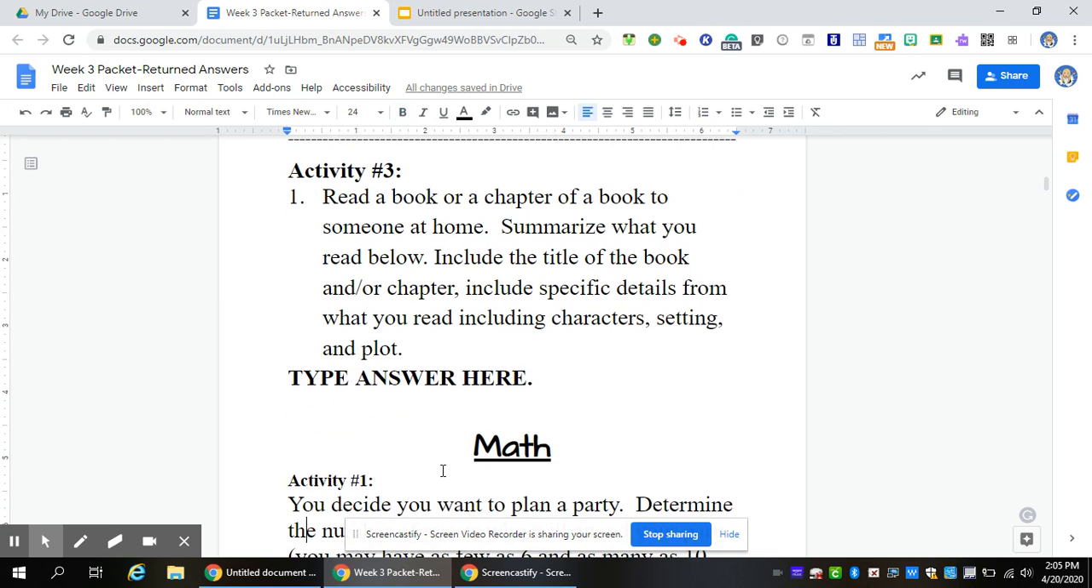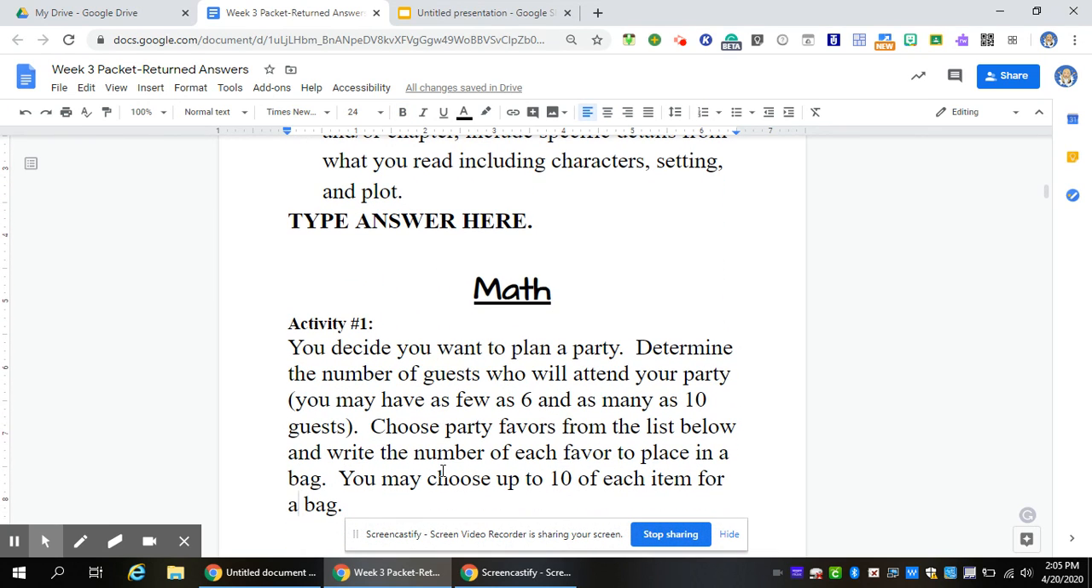All right, in math this week, this first activity sounds complicated, so I really want to explain this to you. I'm going to do an example for you. So it says you decide you want to plan a party, determine the number of guests who will attend your party. You can have as few as 6 and as many as 10 guests. So that's telling you how many party bags you can make.